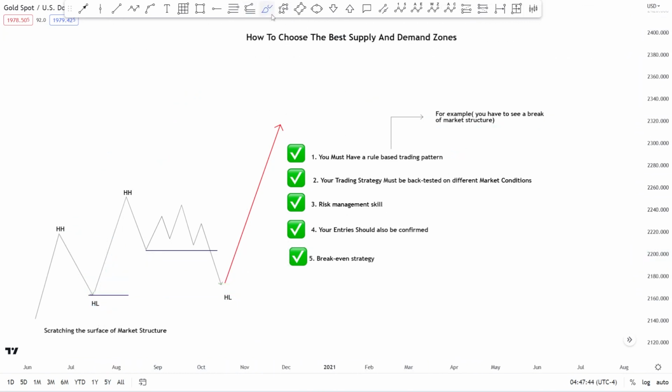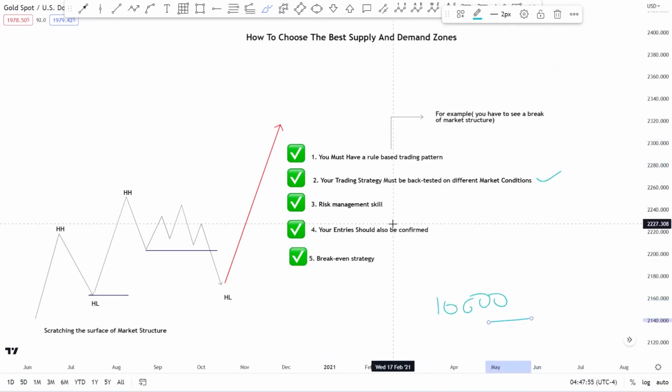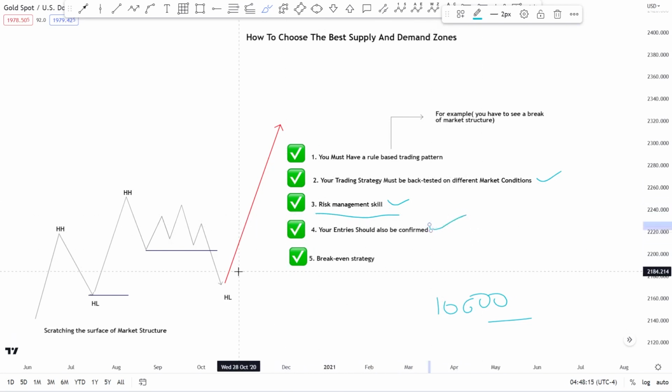Another thing you need to focus on: your strategy must be backtested maybe 10,000 times or more. You also need to have risk management skills, because if you don't have this, you will always blow your account entering silly trades and so forth. Your entries should also be confirmed. As you all know from this channel, we always confirm our entries over here, because we don't want to enter on an aggressive move when the market is just trending aggressively to the downside.